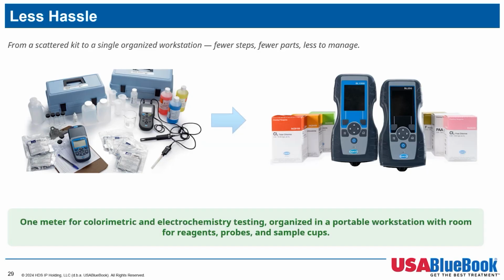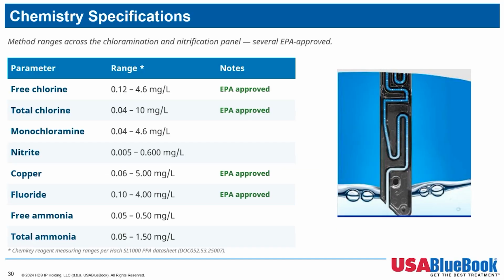And next, let's talk the chemistry that it covers. Rather than walk this line by line, the point is that the whole chloramination and nitrification panel is on one instrument, and several of the instrument methods are EPA approved, notably chlorine, copper, and fluoride. If your question is whether it covers your reporting requirements, this is a great slide to capture. One more thing worth saying about this chemistry, it's built to refuse a bad reading rather than hand you a wrong one. Now, speaking of readings, the SL1000 has informed me that the results are ready.